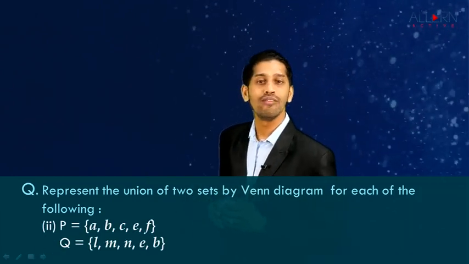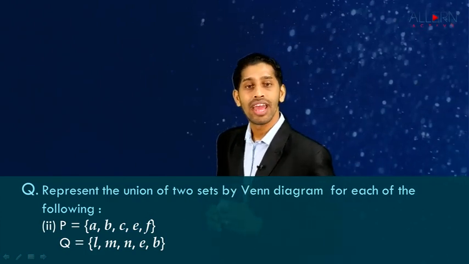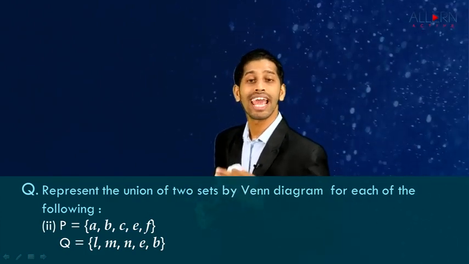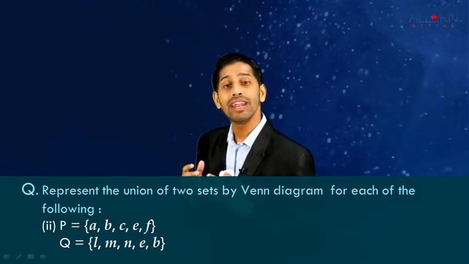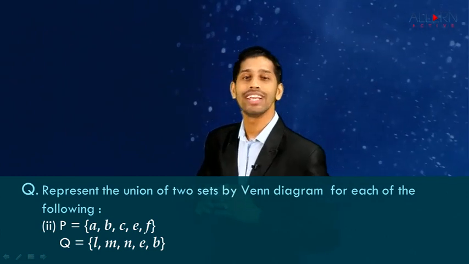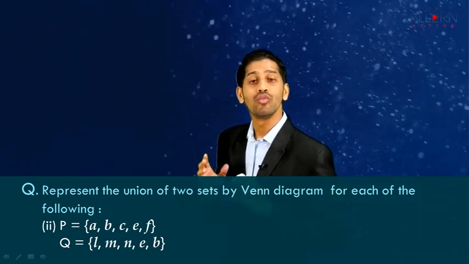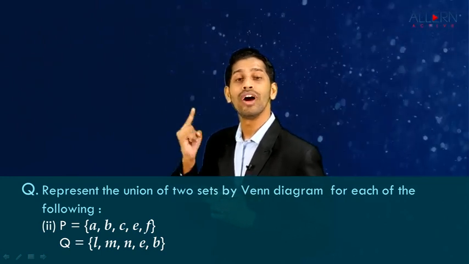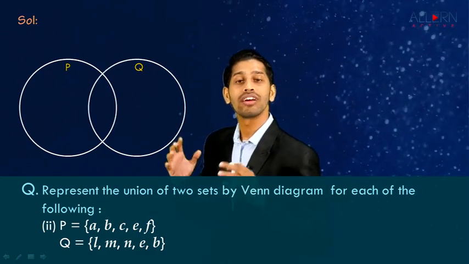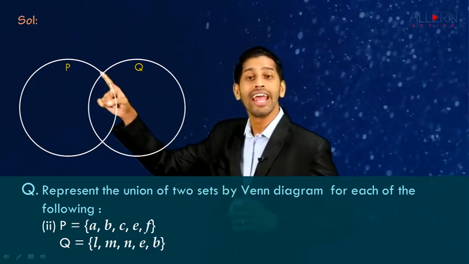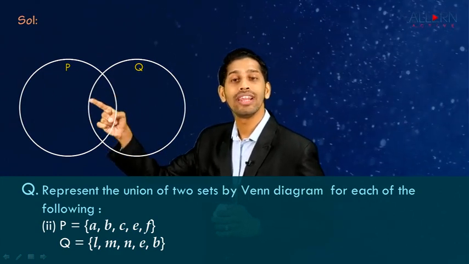Two sets are given to us: set P whose elements are A, B, C, E, F, and set Q whose elements are L, M, N, E, B. We need to draw the Venn diagram and then represent the union of two sets by the Venn diagram, right? So again two sets are given to us. We will draw two circles, one for set P and another for set Q, and both circles will intersect each other, and this part is the common part which belongs to set P as well as set Q.